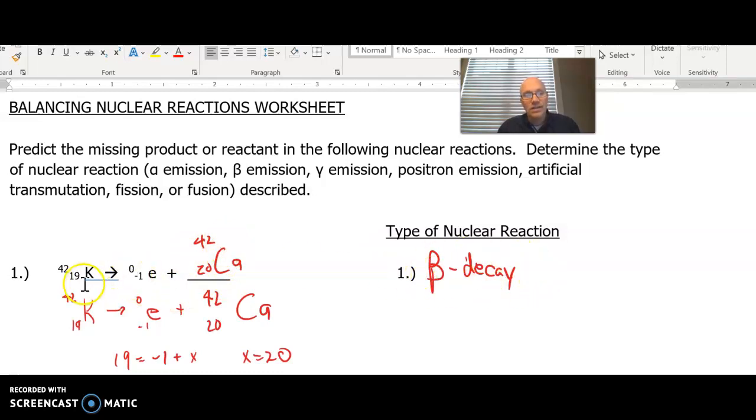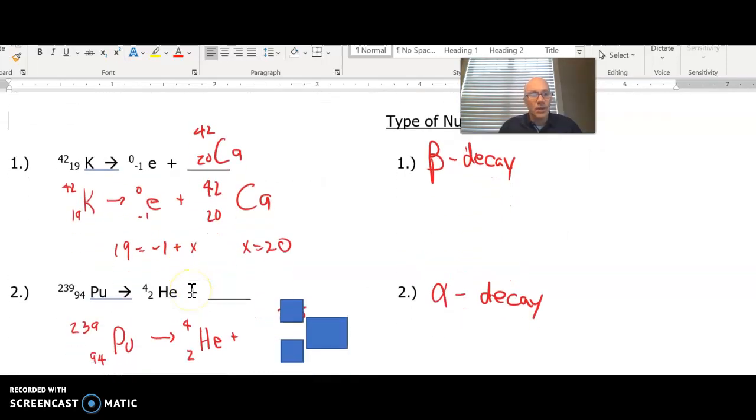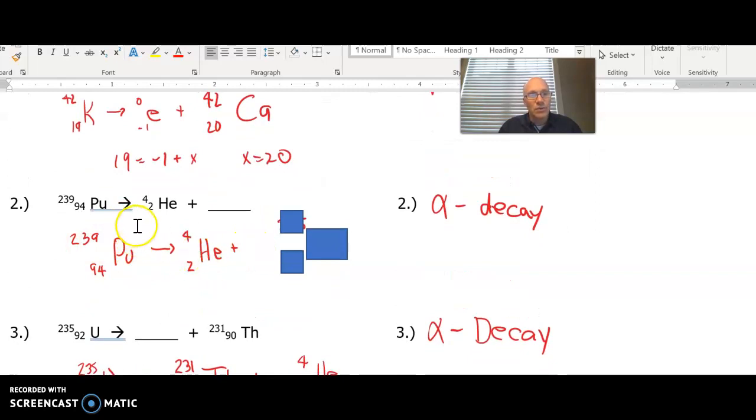And since this is something where you're ejecting this electron, that's when you're having beta decay. So that right there is the hallmark of beta decay. In this particular example right here, we can already tell that this is going to be alpha decay. It's something where you've got a large element and it's spitting out this helium particle, so that's alpha decay. But let's figure out what that missing piece is right there.